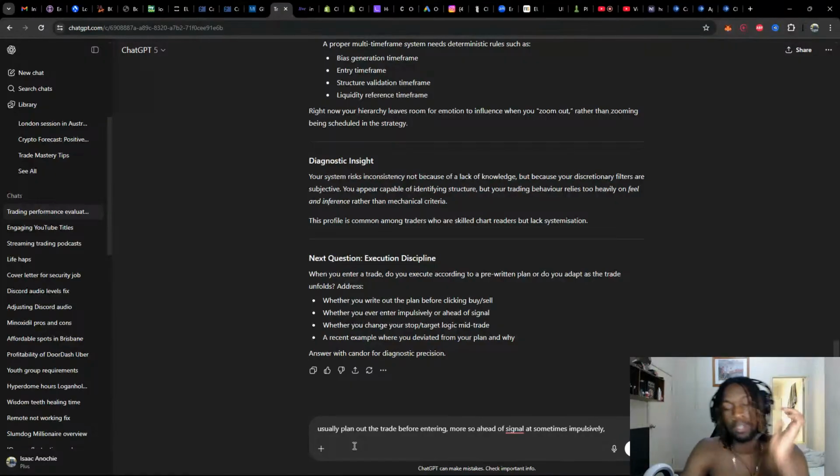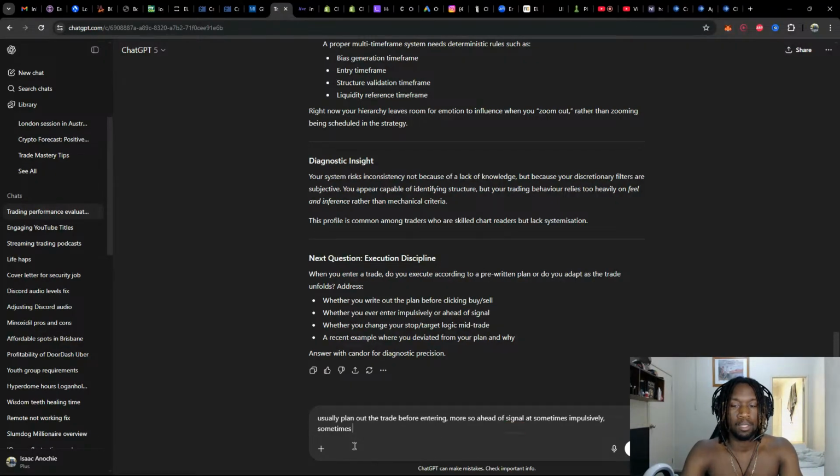Whether you change your stop target logic mid-trade. Sometimes I adjust my TP as I'm getting into trades, which creates a small move, and if it produces a bigger move, I will let it ride with volume until it slows down. Also, I take partials at TP areas.